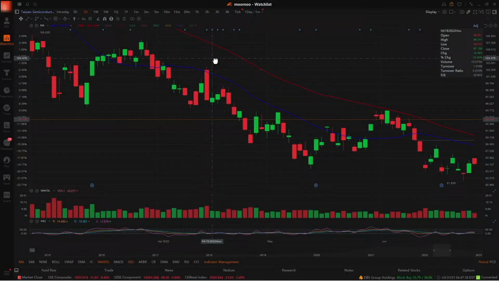I show you this level. Okay. So if you want to short this counter, people will not short it here because it's too far away from the short-term MA. So when the price touches the short-term MA, this is the entry point.